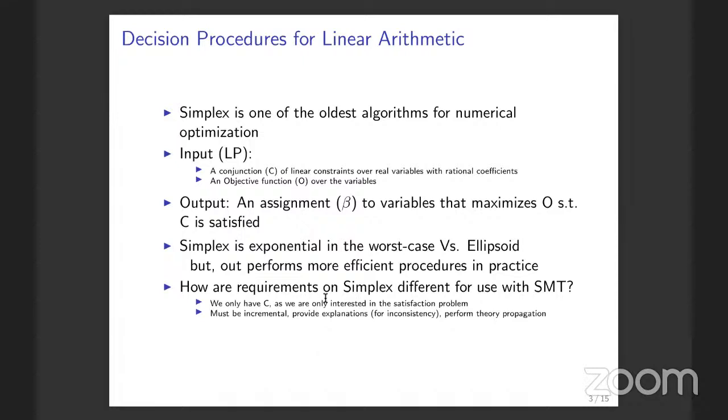Okay, so as for simplex in the context of SMT, we're only interested in the satisfaction problem. It must be incremental, as I explained. And once there is unsat, inconsistency, it has to provide explanations, and it has to have support for theory propagation.